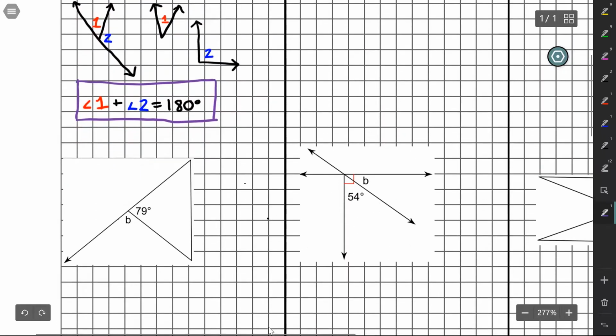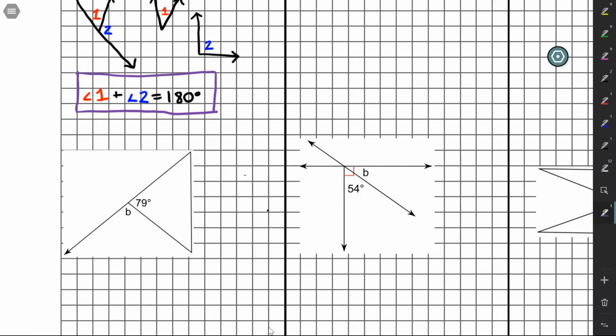Alright, so we're going to look at this example really quickly, and what we're doing here is we're looking for the measure of this angle B. So first thing I'm going to do is label these as angle 1 and angle 2, and then I'm going to write out that equation at the top. So I have angle 1 plus angle 2, and that equals 180 degrees.